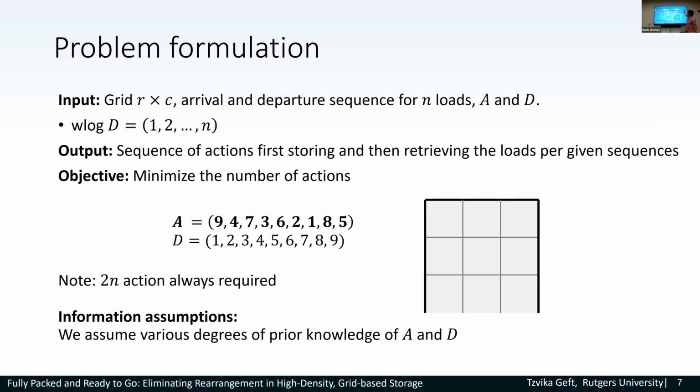So given these arrival and departure sequences, we want to output the actions that first store all the loads, and then retrieve them per the given sequences. And our objective is minimizing the total number of actions. So let's look at this example.